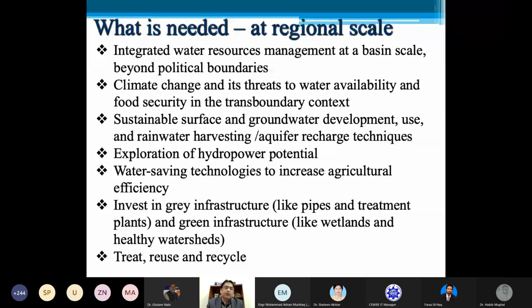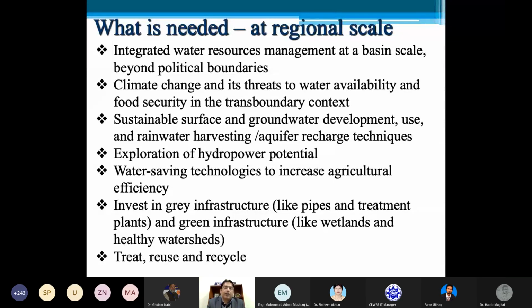We have to think about climate change and its threats to water availability and food security in the transboundary context. Then sustainable surface and groundwater development. This is very important. And Dr. Noor Khan was also talking about that we have to think about sustainability of the water available in this part of the basin. And we have to do some rainwater harvesting and aquifer recharge techniques as well.